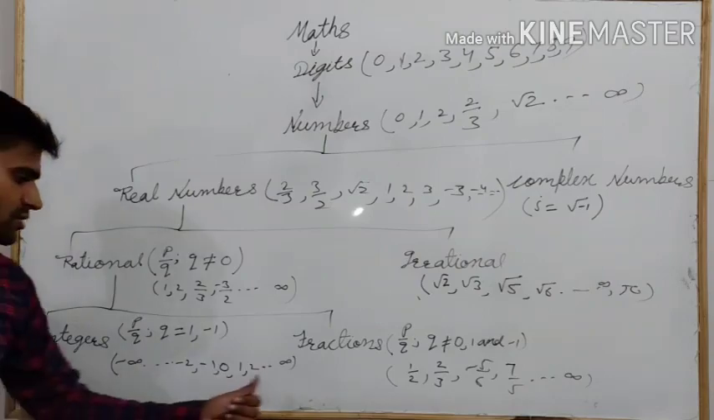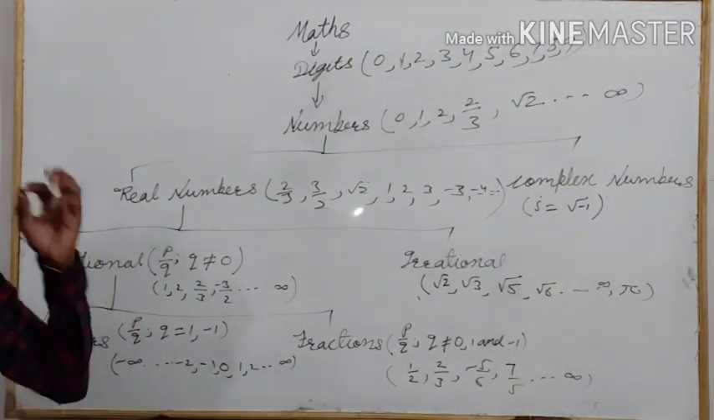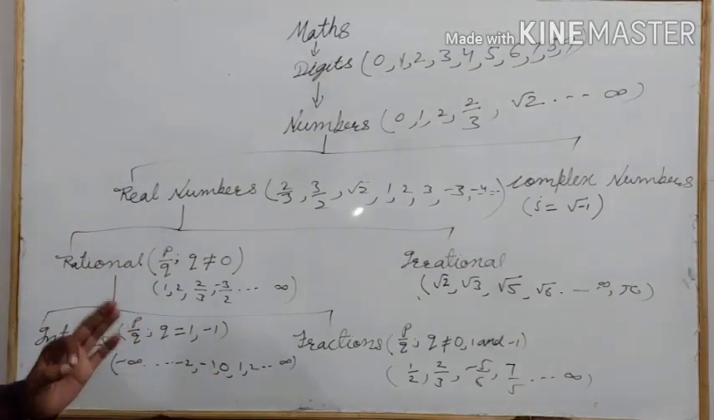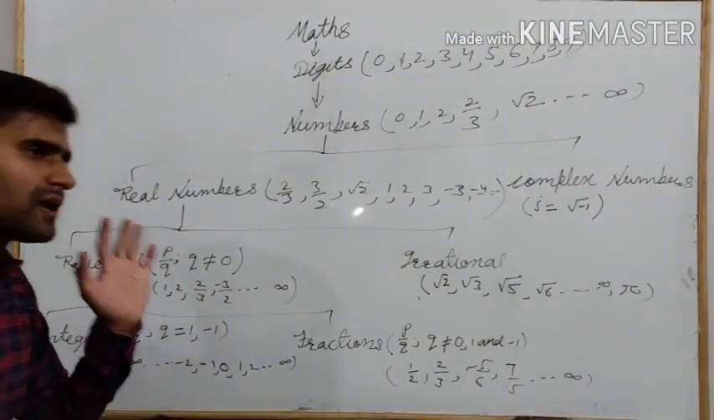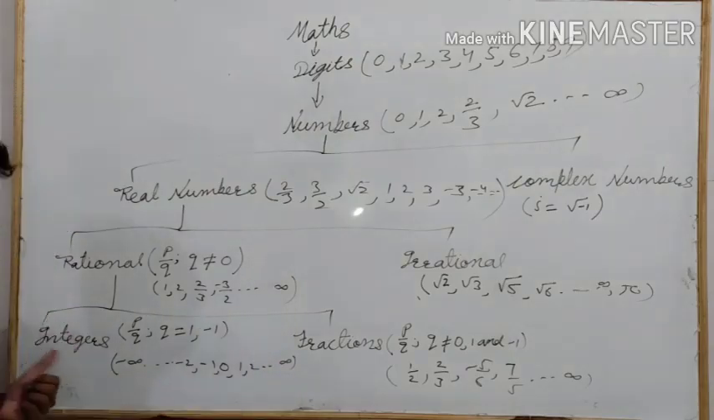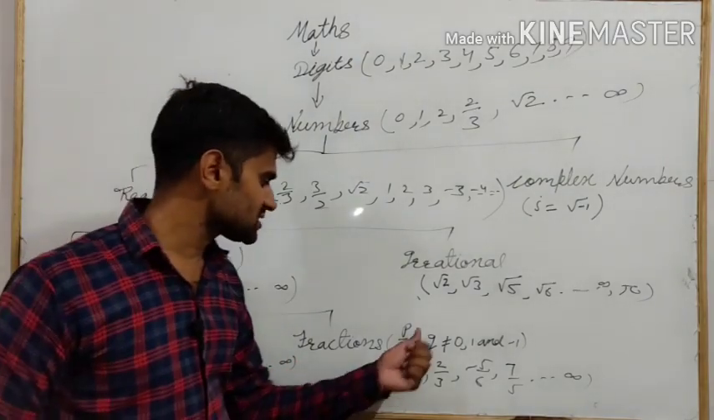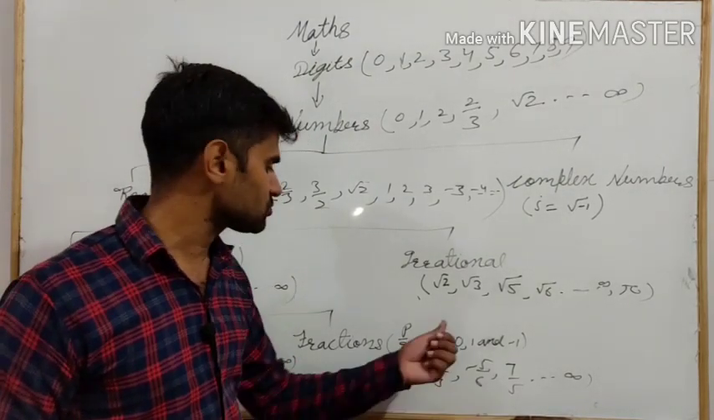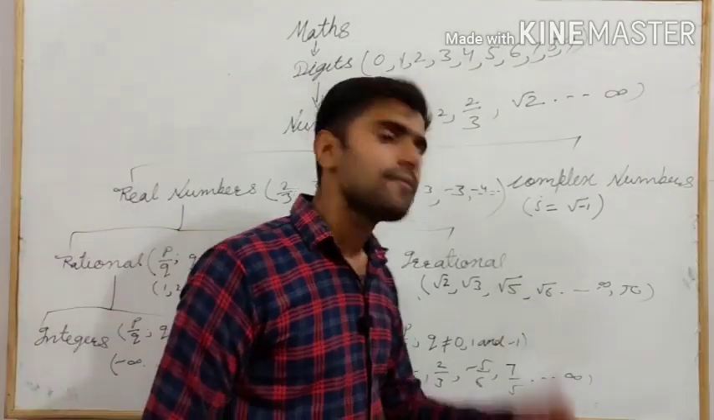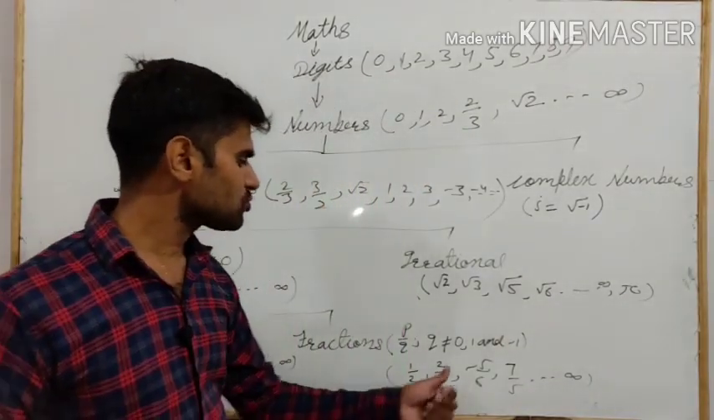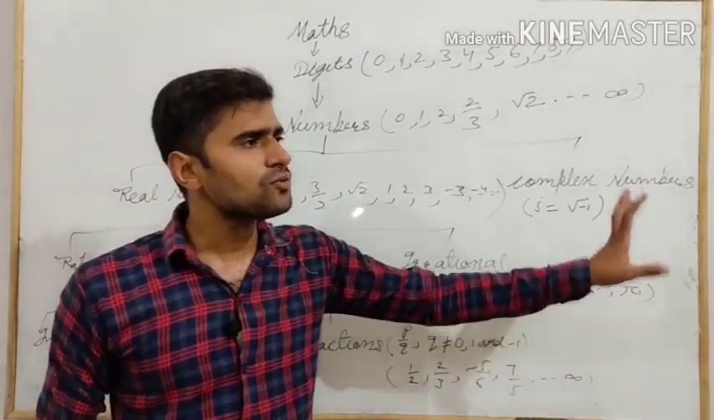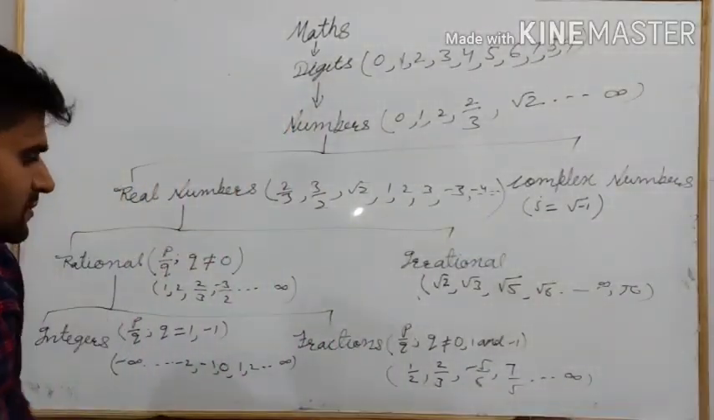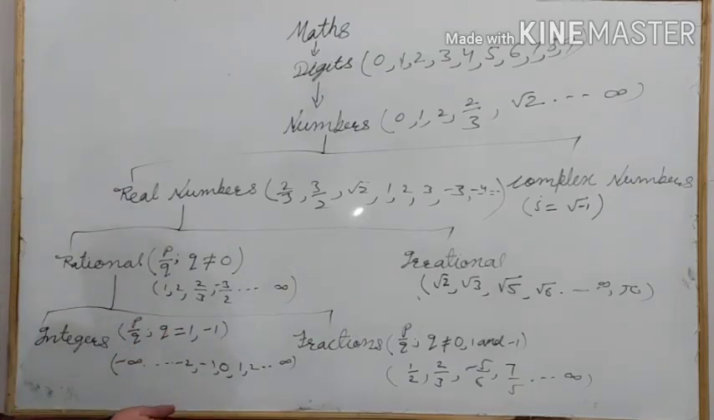It means minus infinity to plus infinity, meaning any counting number of minus and any number of plus. These are integers. And fractions are in p upon q form, and q is not equal to 0, 1 and minus 1. It means 1 upon 2, 2 upon 3, minus 5 upon 6, 7 upon 3 and up to infinity. Hope you understand.